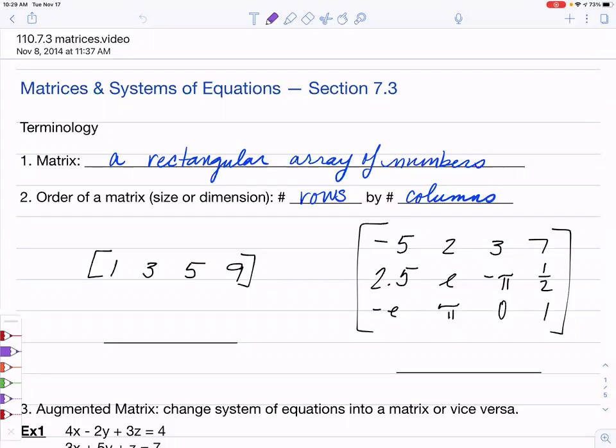Now, you need to understand that I might ask you for the order, I might ask you for the size, I might ask you for the dimension, and they all mean the same thing. But if you only memorize what one of those words means, you'll be clueless when I ask you one of the other two words. Okay, so order, size, dimension, they're all the same thing. We're always going to list these as the number of rows by the number of columns.